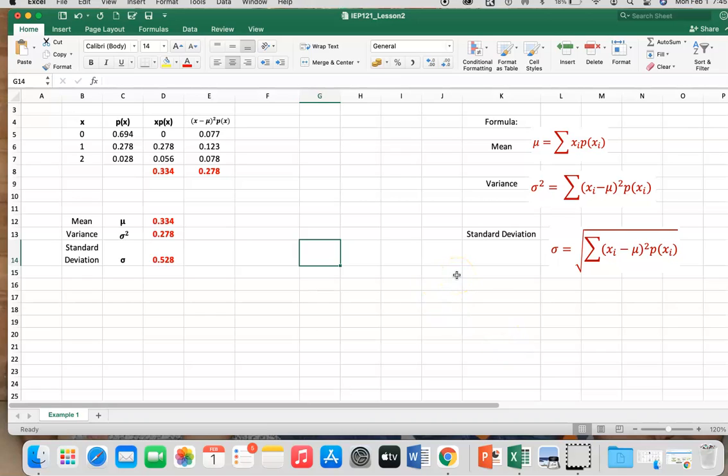Again, the mean is equal to the expected value, while the variance gives the measure of the spread, or how wide is the spread, or the variability of the distribution.